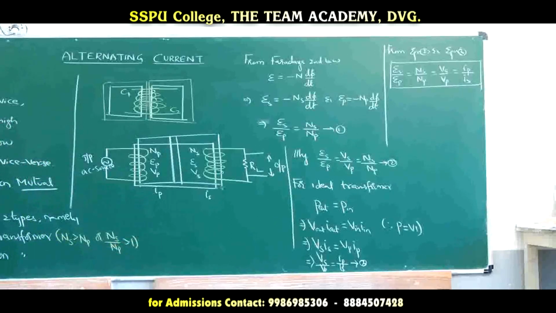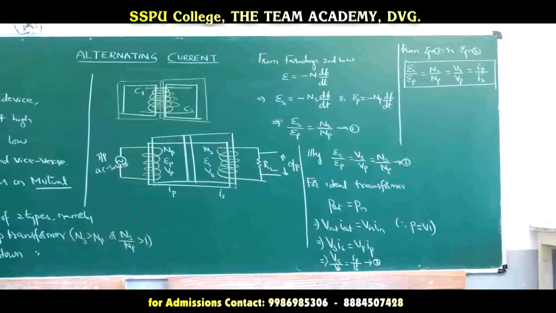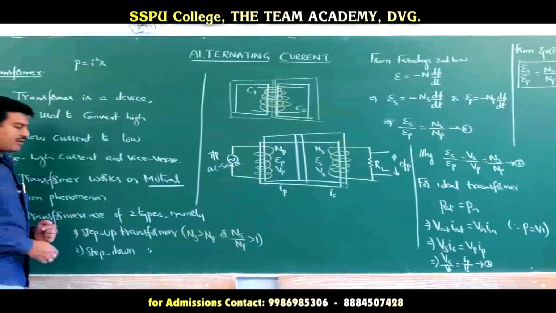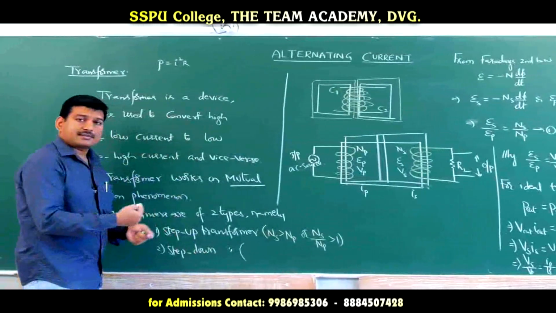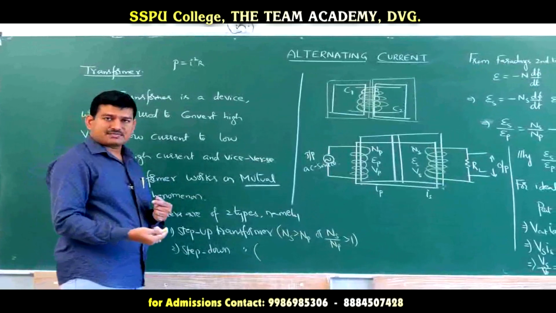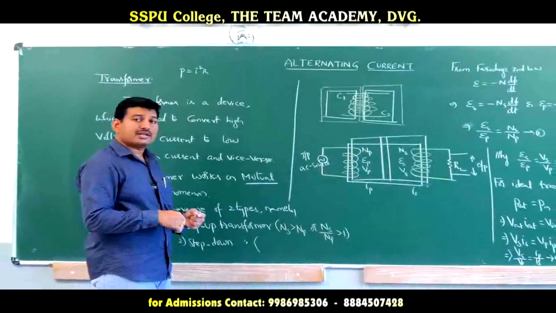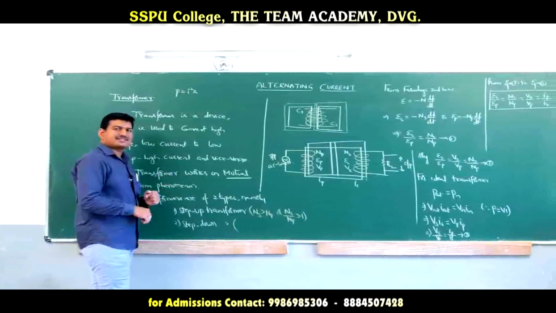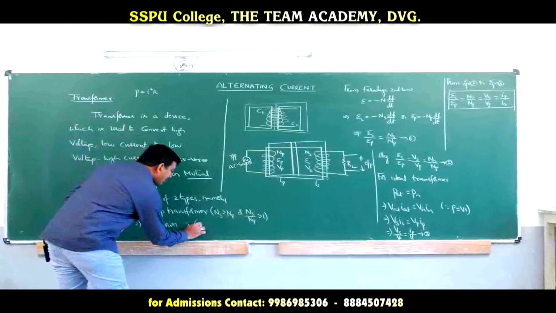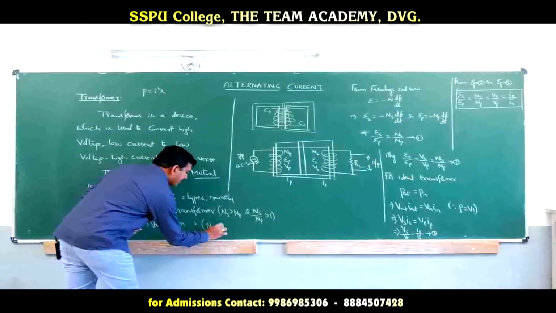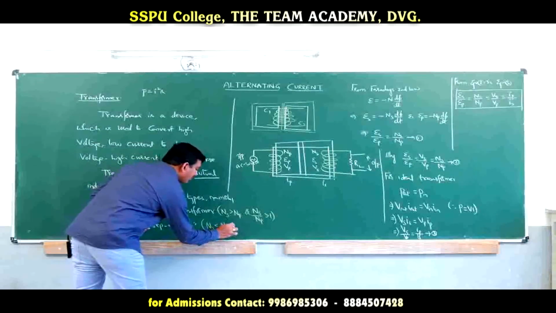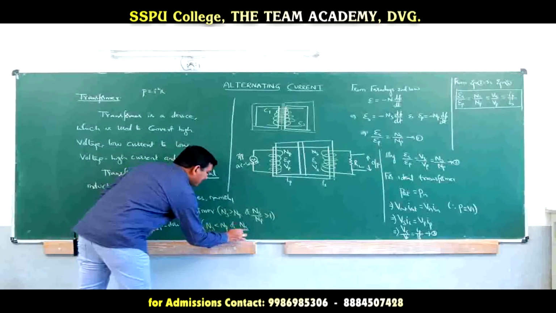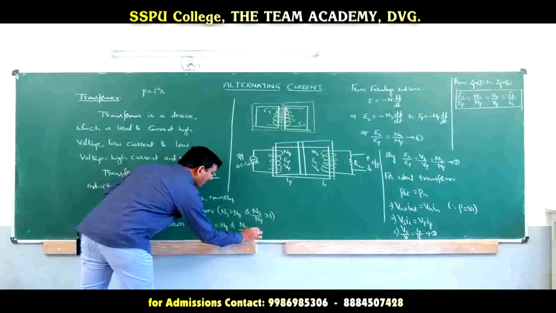Suppose I want low voltage and high current, then it is called a step down transformer. As it is a step down transformer, output voltage must be less than input voltage. Output voltage being less means the number of turns in the secondary must be less than the number of turns in the primary. Therefore, Ns must be less than Np for a step down transformer, or I can say that the Ns by Np ratio is less than 1.